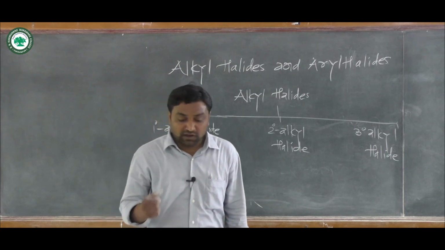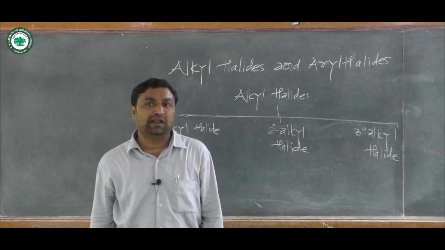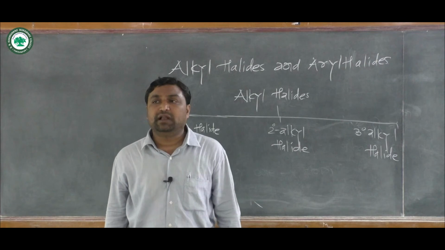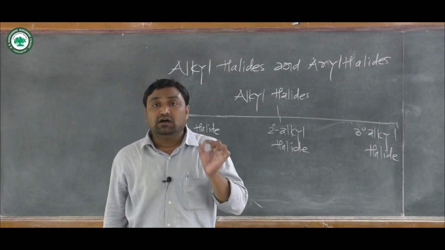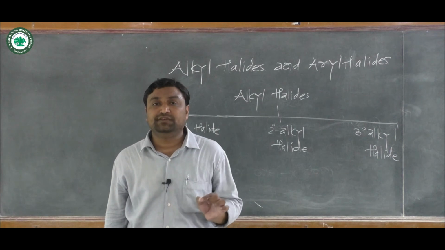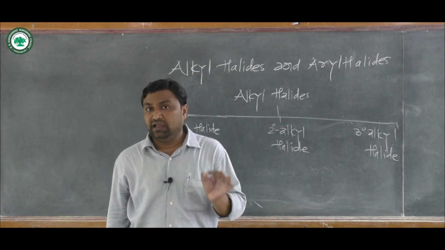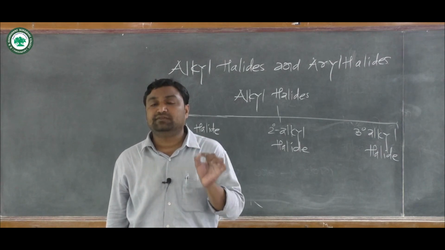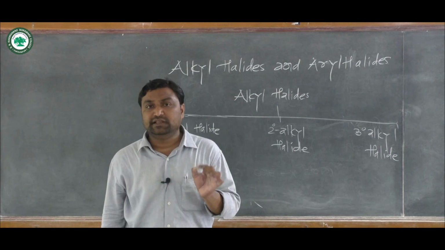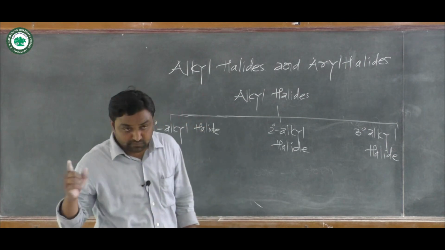Finally, a quaternary carbon atom. A quaternary carbon atom is one in which all four valencies of the carbon atom are satisfied by single bonds to carbon atoms, with four carbon atoms directly attached to it. That carbon atom is called a quaternary carbon atom.